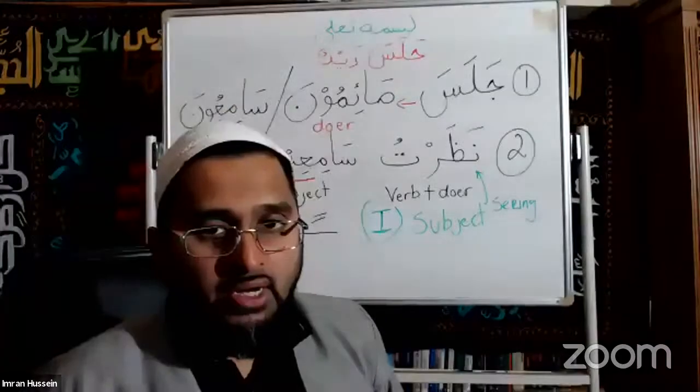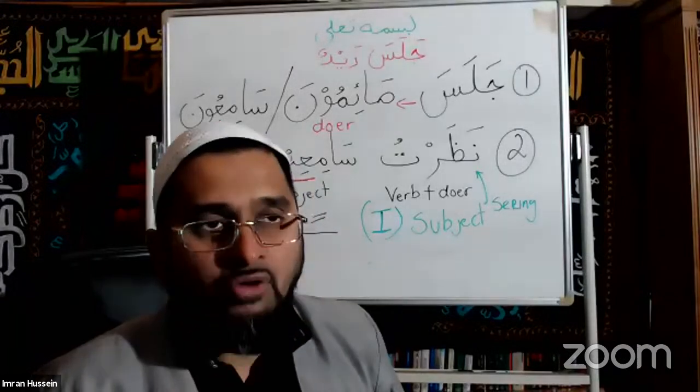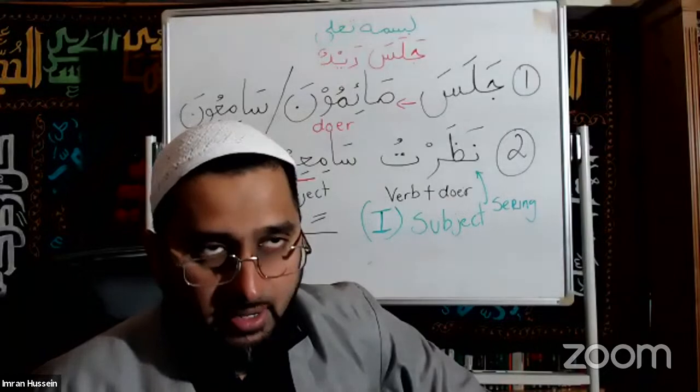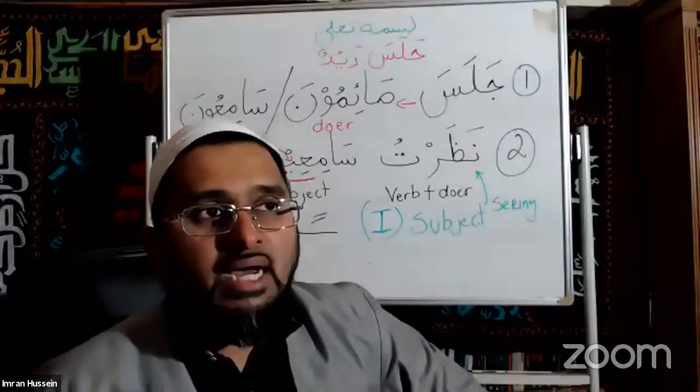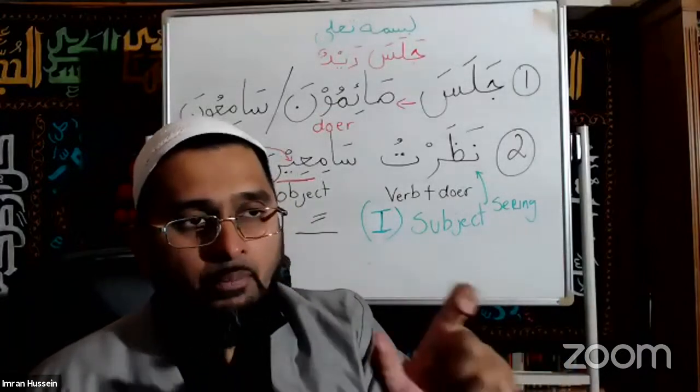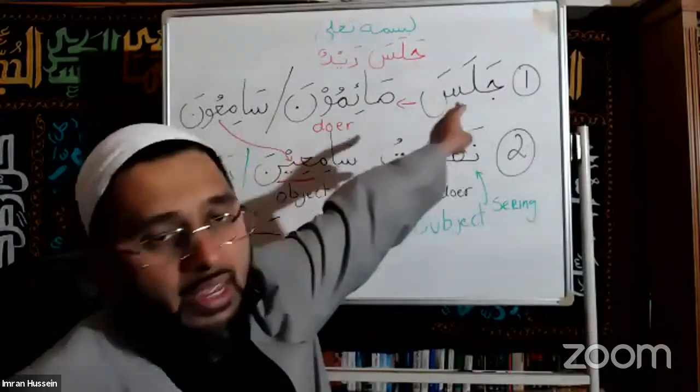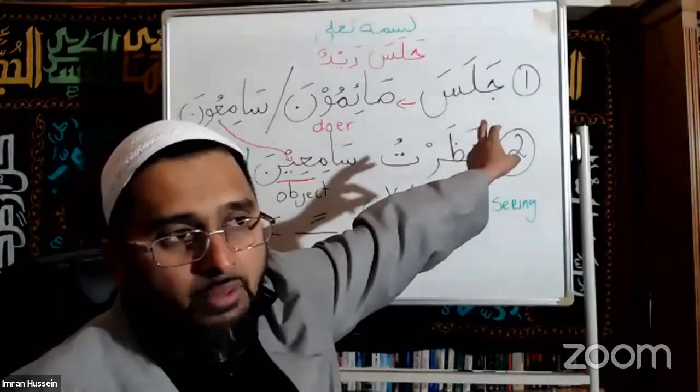Yes, it's me. I just wanted to ask you, when you say Nazartu, you have Nazara as a verb and the doer is tu, I. Right. Now, what about the first sentence, Jalasa? Jalasa is he sits, isn't it? That's right. So you put a doer there also. Apart from nadartu and nadarna, anta and antuma, where the actual pronouns are attached, in this one the pronoun is mustatir, hidden. In jalasa, the pronoun huwa is hidden.